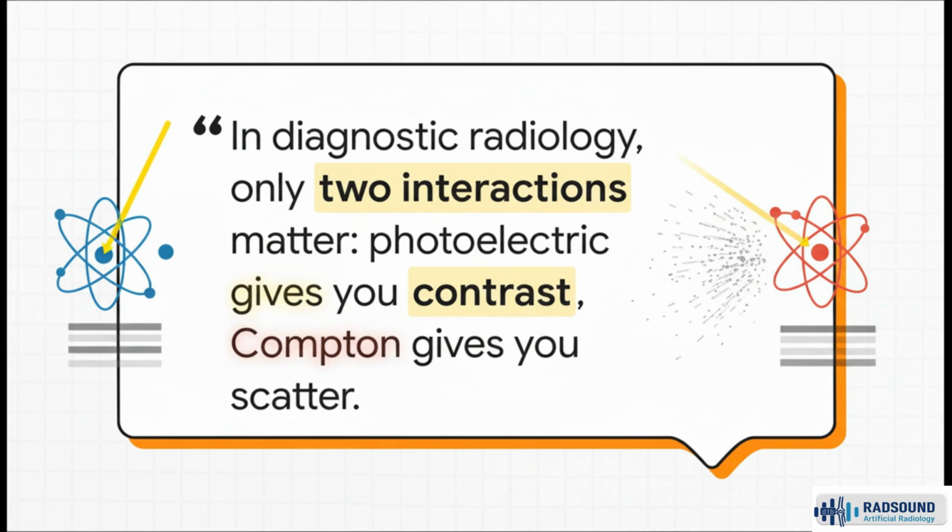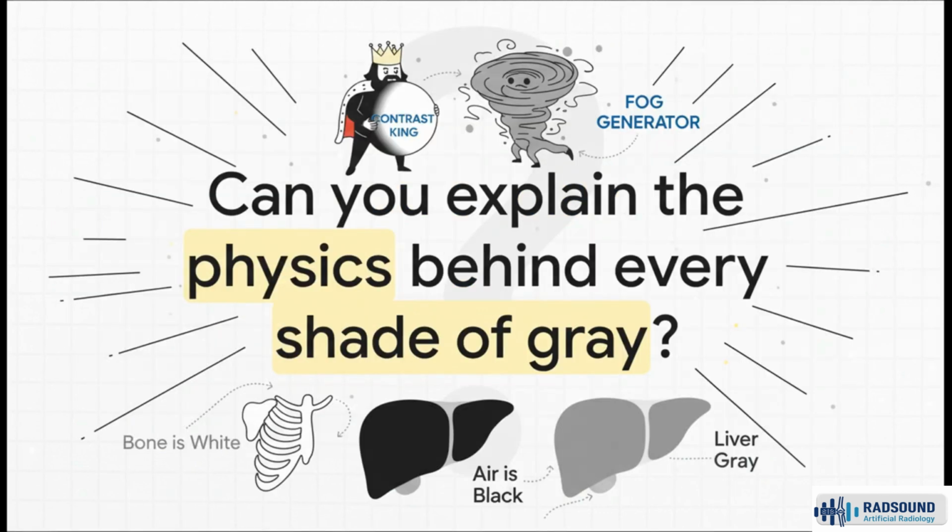And I absolutely love this quote, because it just cuts through all the noise. For your day-to-day work, and definitely for your exam, this is the golden rule. Photoelectric is your friend, it gives you contrast. Compton is the enemy, it gives you scatter. If you can just understand the battle between these two, you'll understand why every X-ray image looks the way it does. So, I'm going to leave you with this challenge.